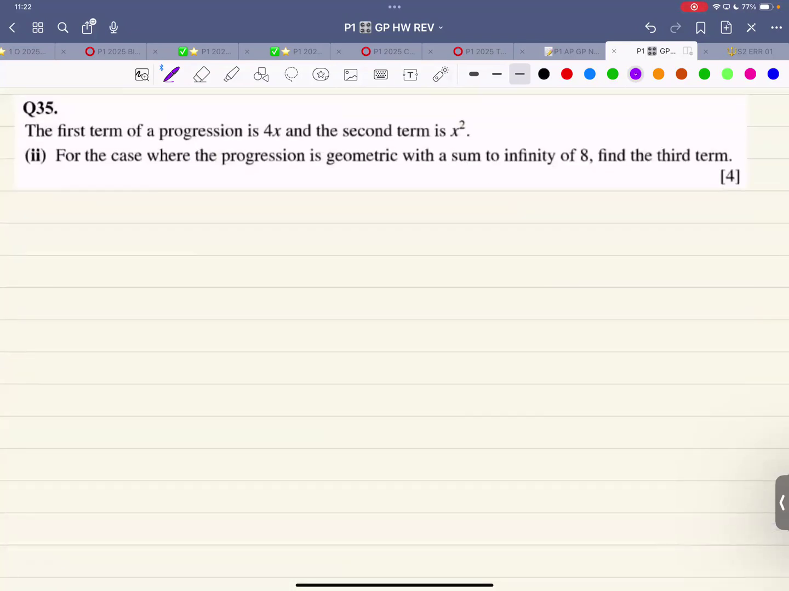Something like this. Question number 35. It says the first term of a progression is 4x, symbolic. Second term is x square. There were two parts. We are focusing on the second part. For the case where the progression is geometric, that means the first part was for the case where the progression is arithmetic. For the case where the progression is geometric with a sum to infinity of 8, find the third term. So now first term is 4x. Second term is x square.